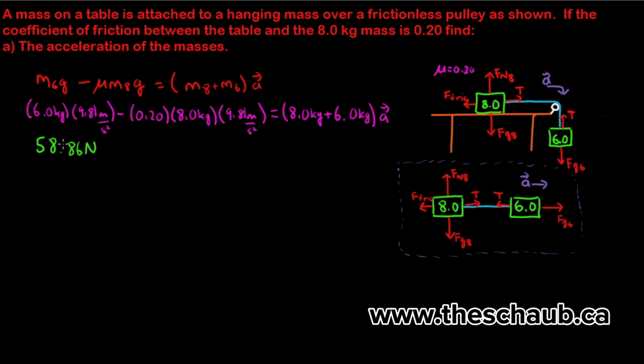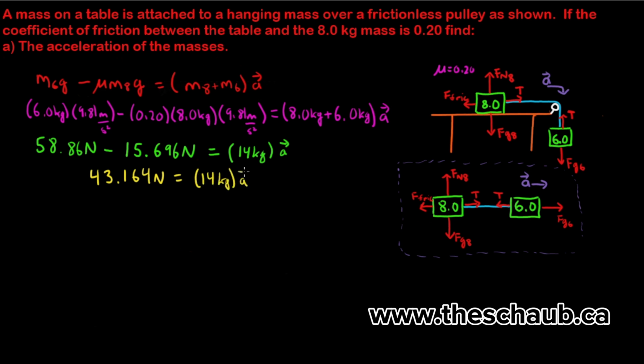6 kilograms multiplied by 9.81 gives us 58.86 newtons, and we'll keep extra decimal places all throughout to avoid rounding errors. Subtract 0.2 times 8 times 9.81, which is 15.696 newtons. And this is equal to 8 plus 6, which is 14 kilograms, multiplied by our acceleration. 58.86 minus 15.696 gives 43.164 newtons. And this is equal to our 14 kilograms multiplied by our acceleration.